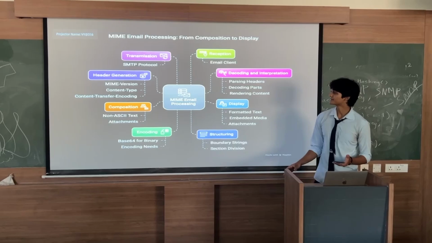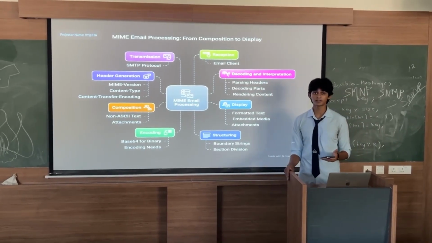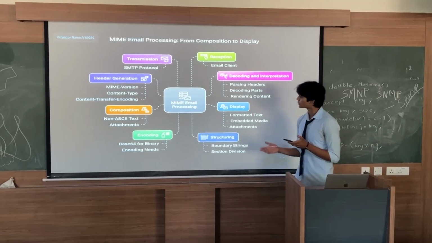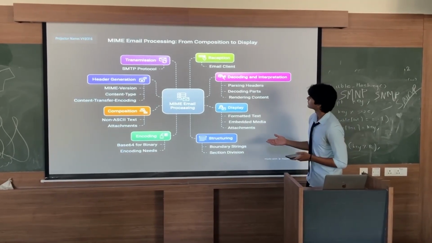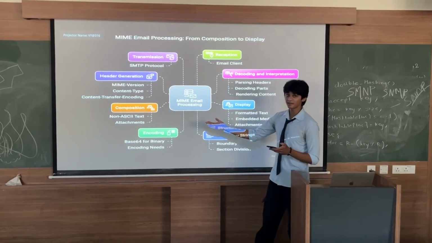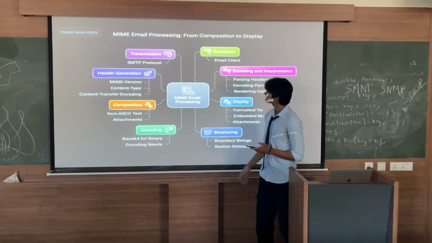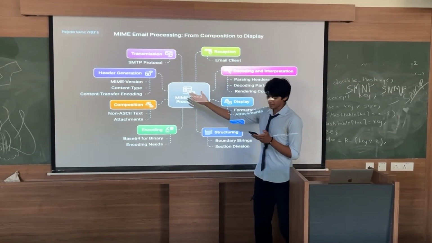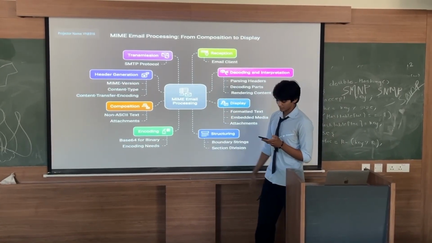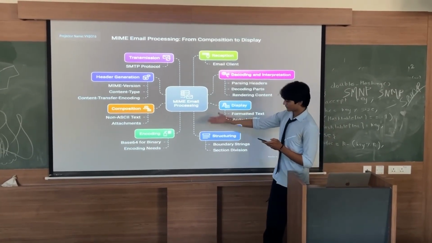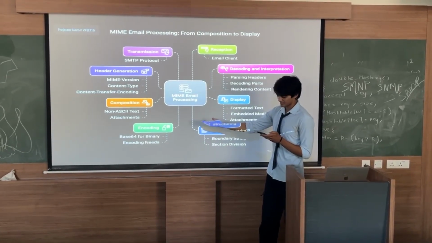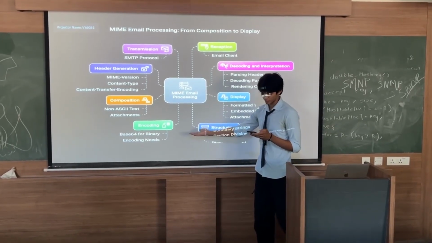Let's understand how the MIME network works through a MIME email processing system. With the help of this diagram, firstly we have the composition, in which the email is created with text and attachments. Next, we have the header generation. MIME headers like version, content type, and encoding are added here. Next, we have the encoding. Encoding is used for non-text data like images, and they are encoded using base64.